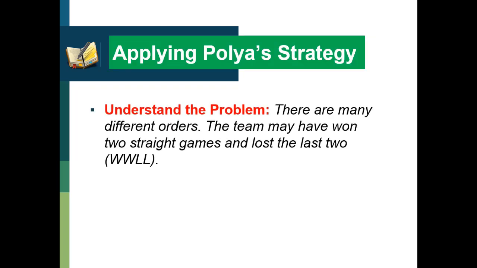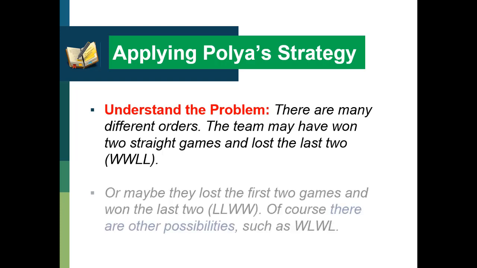Understand the problem. There are many different orders, of course. The team may have won 2 straight games and lost the last 2 because there are 4 games. Or lost the first 2 games and won the last 2. Of course, there are other possibilities such as win-loss, win-loss, or WL-WL. W will represent win and L for loss. So basically, we have to list all possibilities.